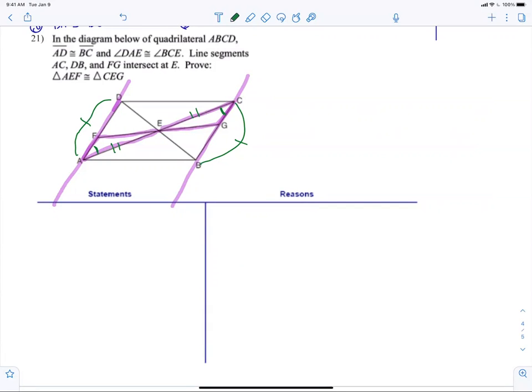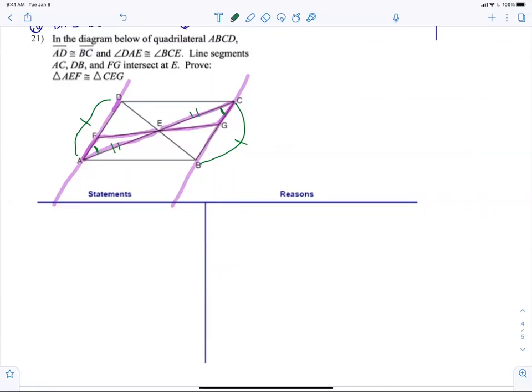Say it again. Vertical angles. There you go, guys. Very nice. Vertical angles. All right, so now you see the triangles are congruent. That's what I'm trying to tell some of you guys who think you're not very good at it or struggling with it. It's like a little puzzle. You're trying to figure things out. So that's really good also.